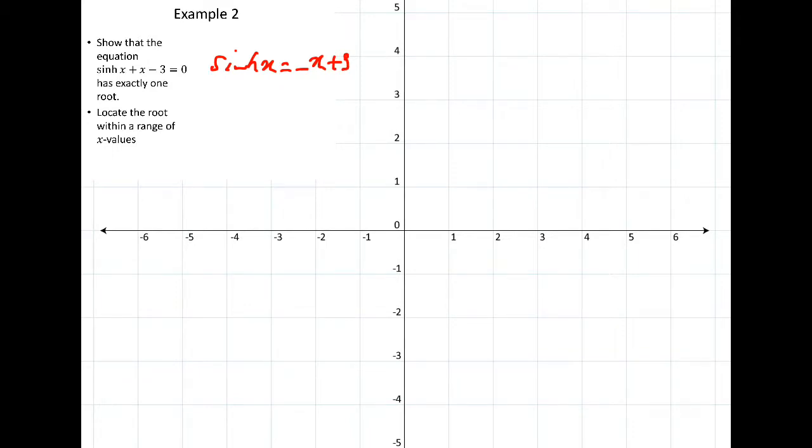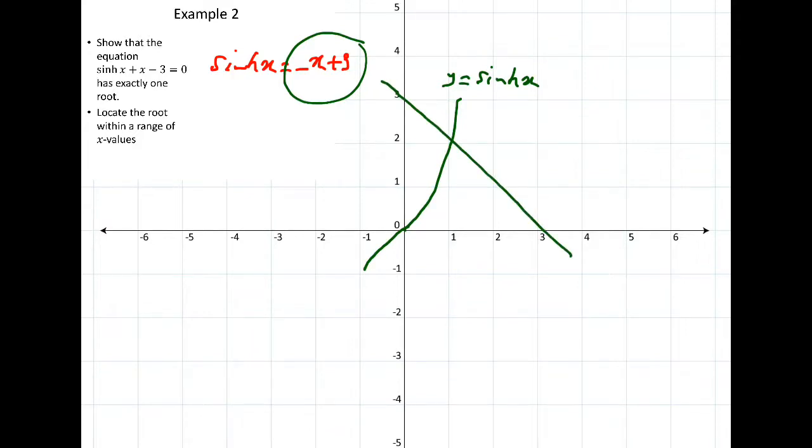So we plot the sinh x, which goes through the origin, and that's one of the basic graphs that you should know. If you go back to the graphs in week 8, that will be one of the graphs. So that is y equal to sinh x, and we plot this graph here. That's a straight line graph, cutting the x-axis at 3 and the y-axis at 3.